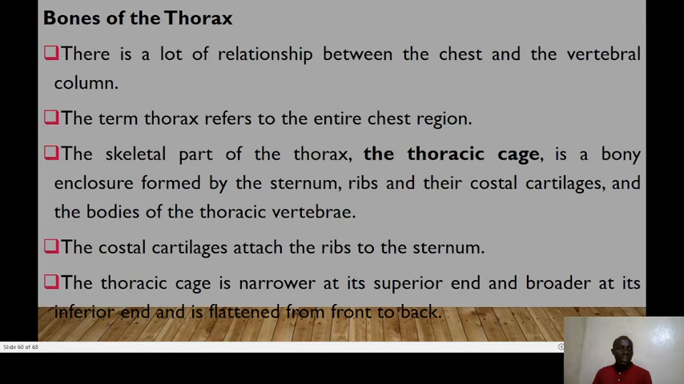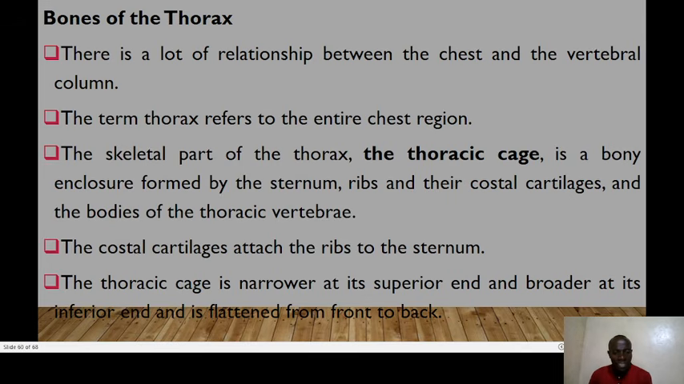Okay, so we have the bones of the thorax, still on the axial skeleton. So there's a lot of relationship between the chest and the vertebral column. The term thorax refers to the entire chest region. And the skeletal part of the thorax, that is the thoracic cage, is a bony enclosure formed by the sternum, the ribs, the costal cartilages, and the bodies of the thoracic vertebrae. So the costal cartilages attach the ribs to the sternum.